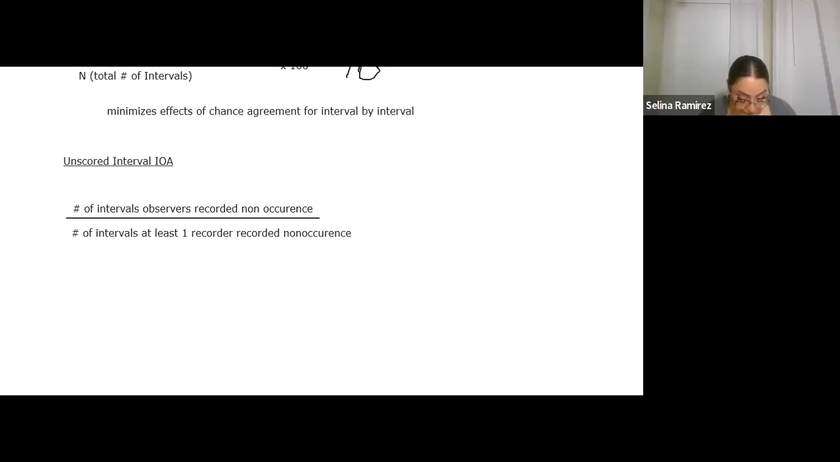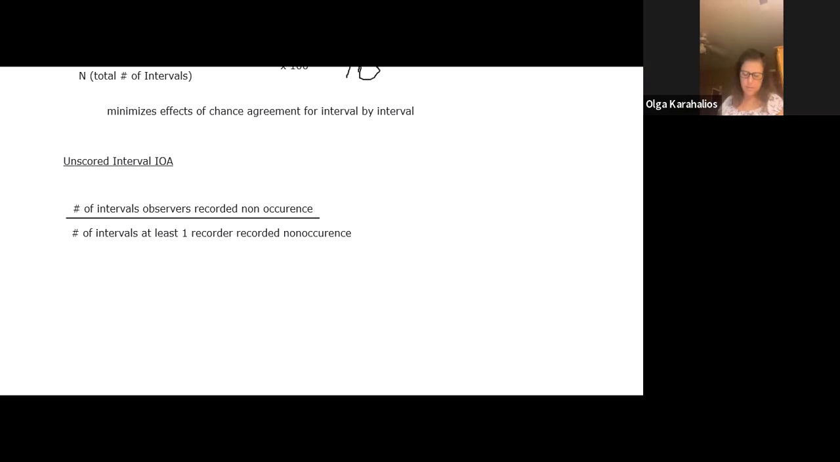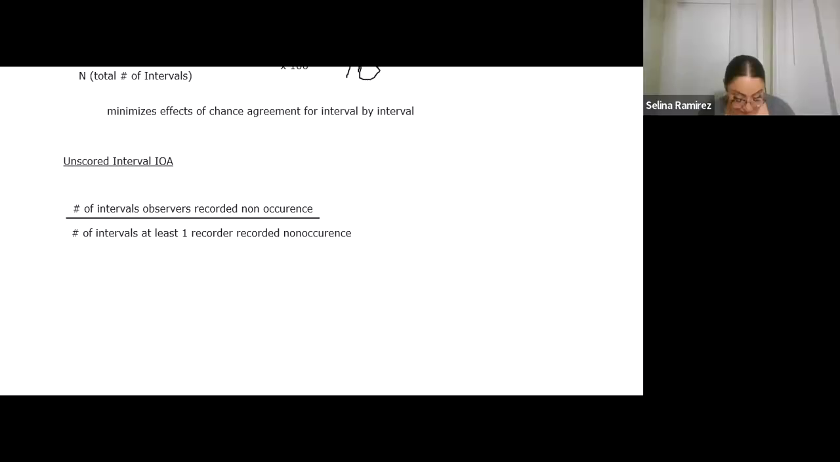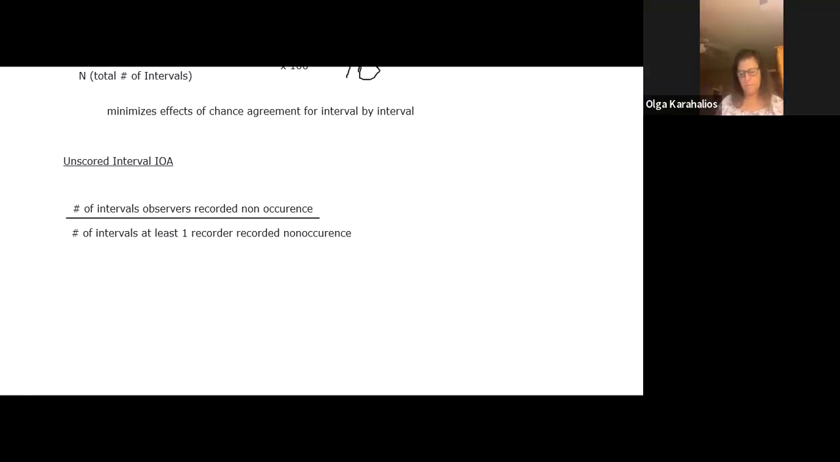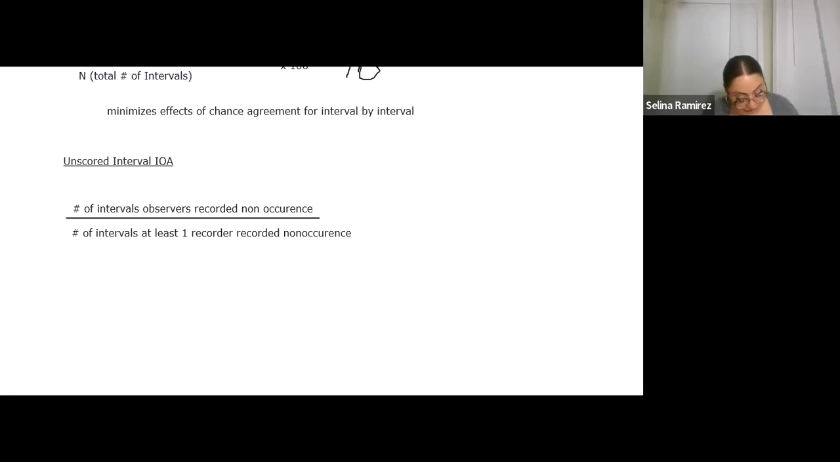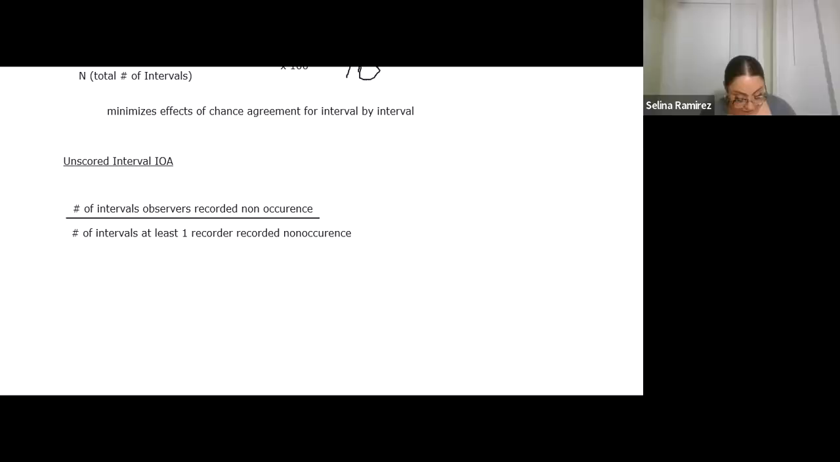Interval 7? Yes. Interval 8? No. Interval 9? No, because they both saw it. Interval 10? Yes, because observer 1 says that they did not see it that time. Okay, so now we're going to collect those unscored intervals, which is 1, 4, 7, and 10, so 4 unscored intervals.